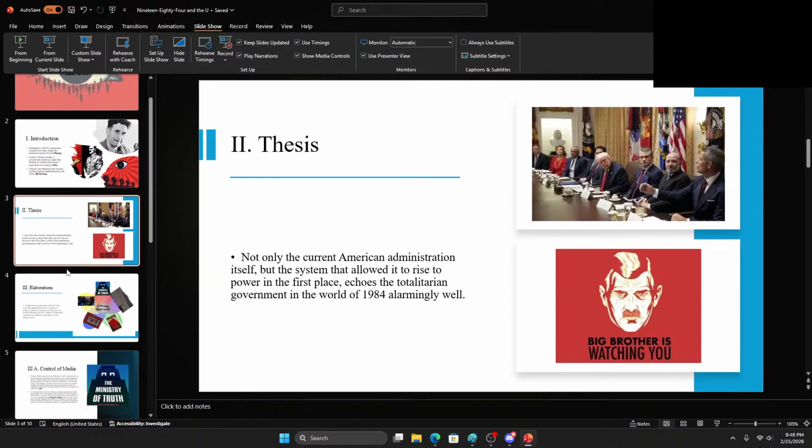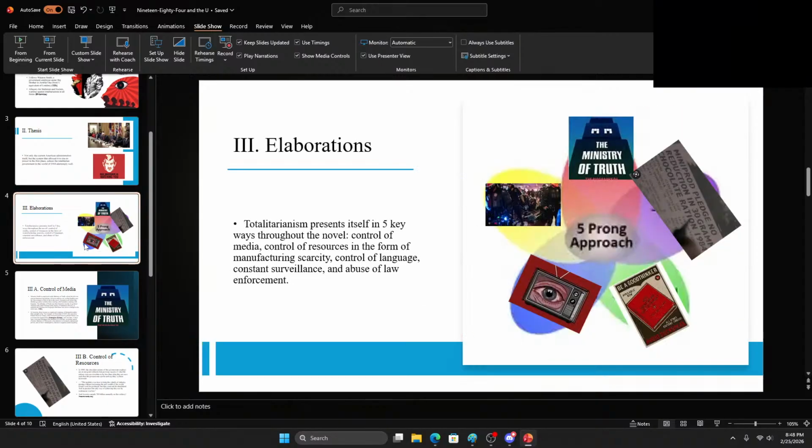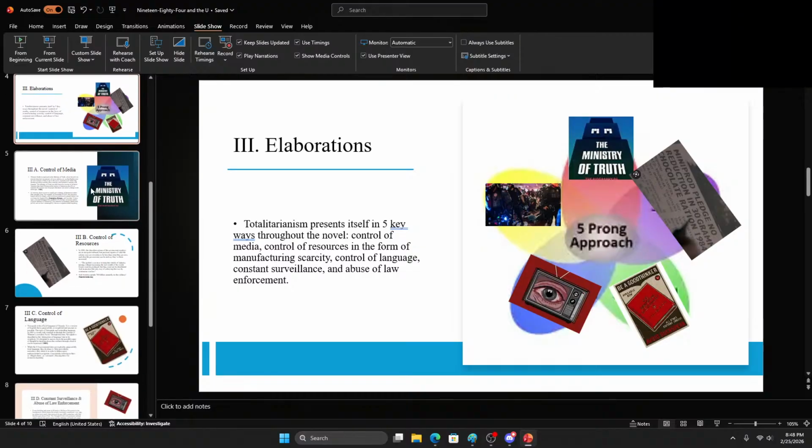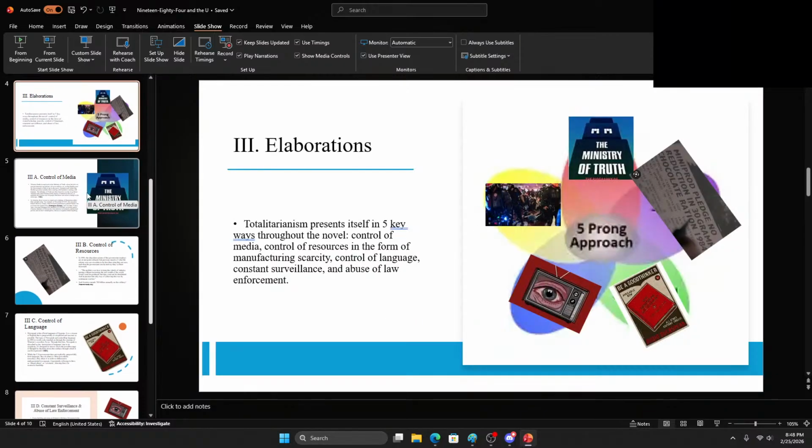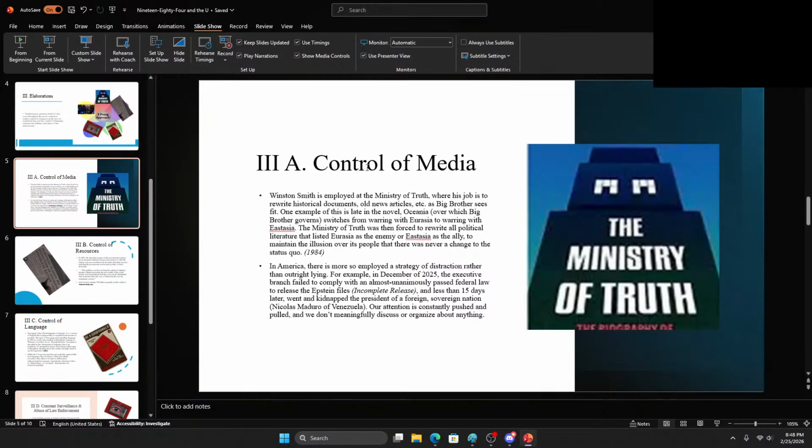So that's my thesis for my research paper. And that's my totalitarianism presents itself through control of media, control of resources, control of language, constant surveillance, and abuse of law enforcement. Then I have one example from the book and one example in America of each of those five little prongs. So the control of media, Winston Smith works at the Ministry of Truth.